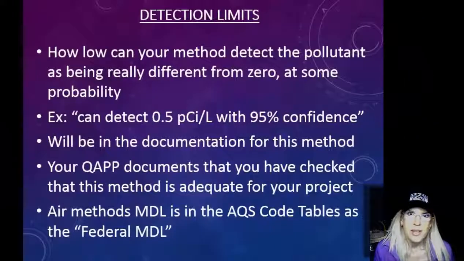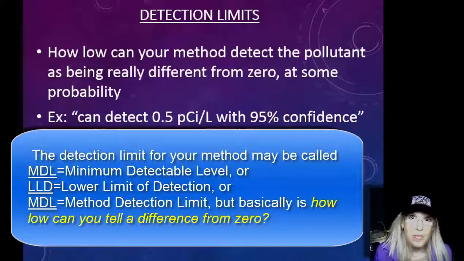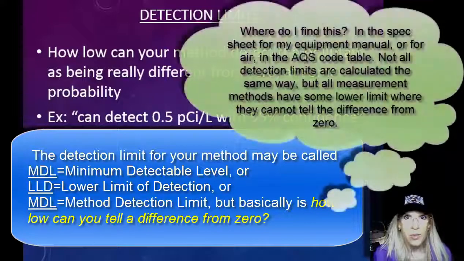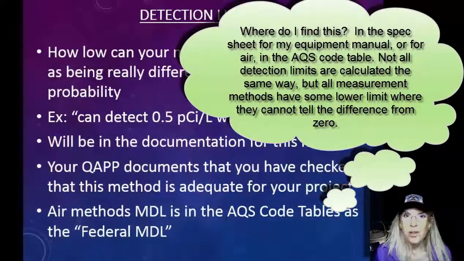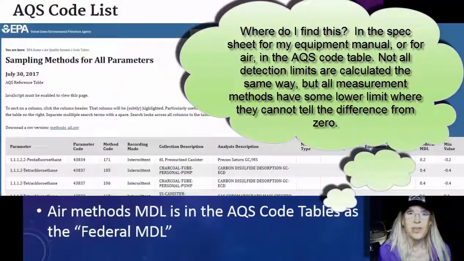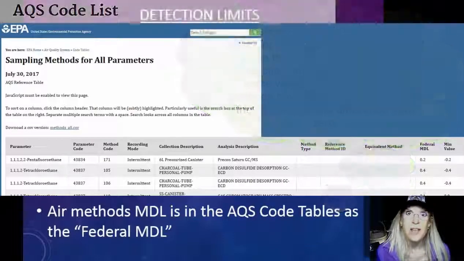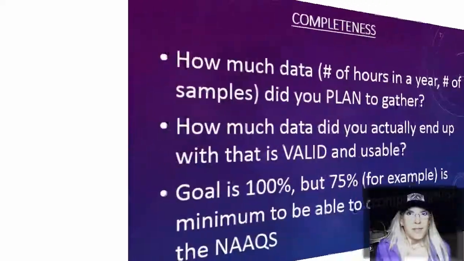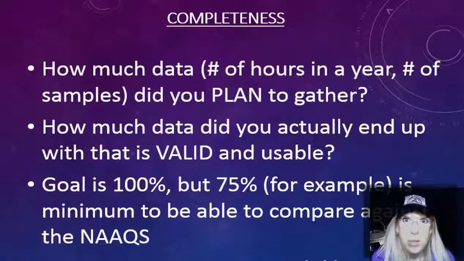The fourth data quality indicator is detection limit, and that basically is how low can you reliably make measurements that you can distinguish from zero with this equipment, and is this adequate for the goals of your project? In other words, you want to make sure that if you're interested in low concentrations, you pick measurement methods that really can measure reliably at low concentrations. That's detection limit.